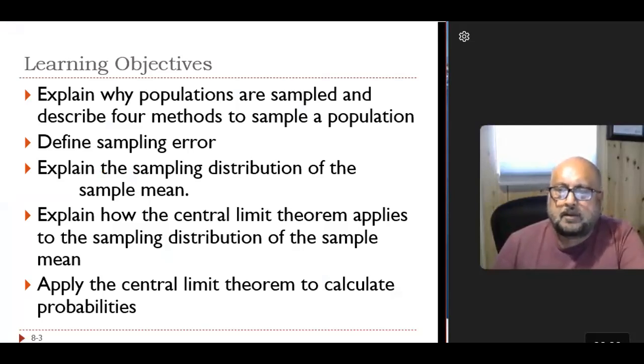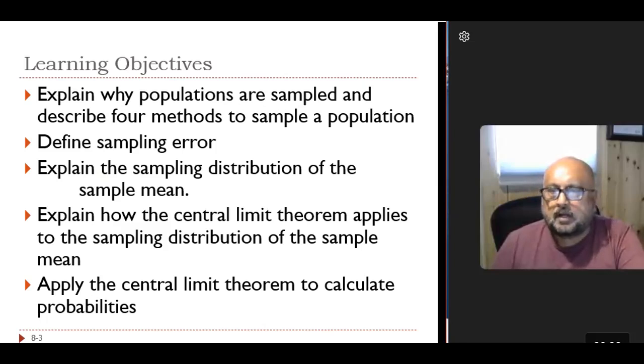So the learning objectives today include learning about sampling populations, discussing why we sample populations and why we describe those populations. We will look at four methods of describing sample populations, like simple random, systematic, stratified, and cluster sampling.